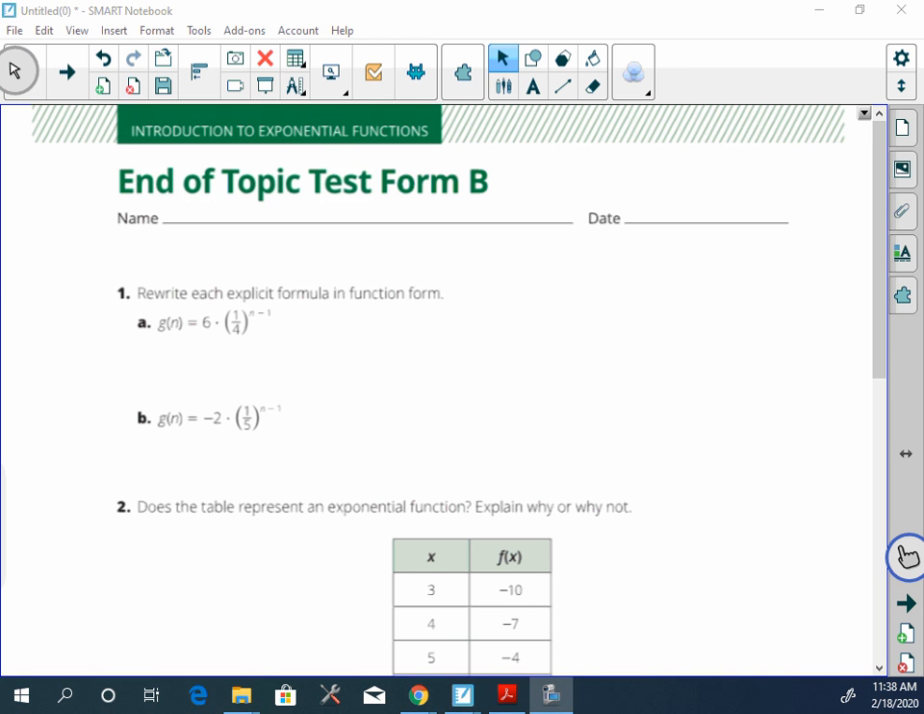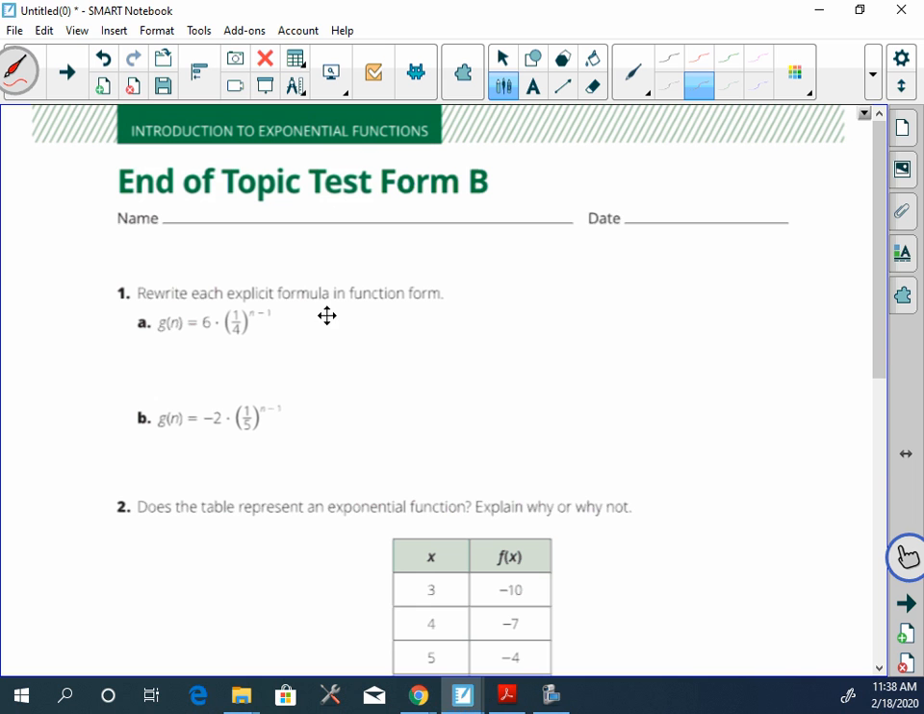Guys, page 1 we'll do part A, and then you can do part B on your own, okay? But for part A here, a lot of people don't remember how to do this. It's saying rewrite this in function form. So we want to get it so that there's not this n minus 1 up there. So we want to split it. And you might forget how to do that because it's been a while.